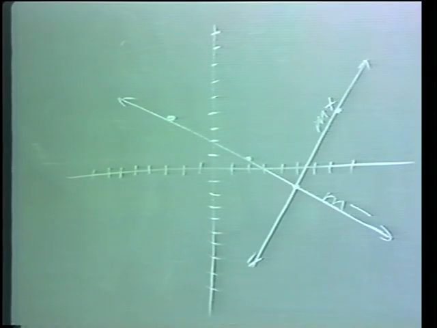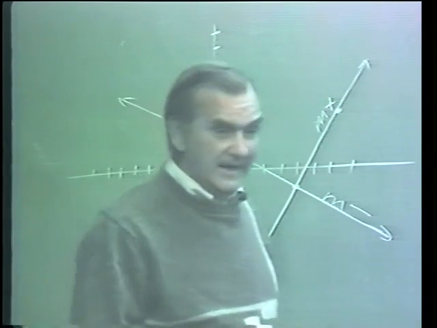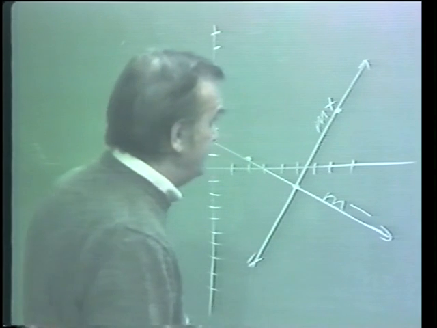So a positive slope, the line is going to be going up from left to right. Negative slope, it's going to be going down from left to right.